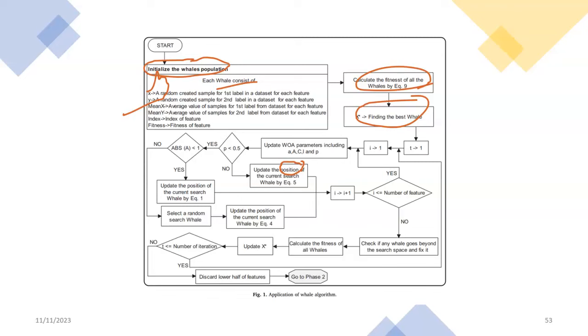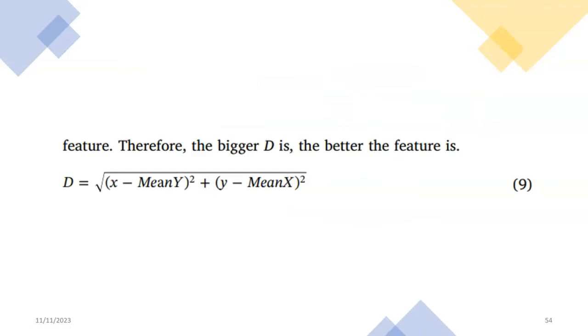It goes through different iterations, and at the end half of the features are discarded. So the purpose of this whale algorithm is to get half of the features. If we have 2000 features, it will give us 1000 features. If we have 1000 features, it will give us 500 features. So this half optimization is done over here. For the distance formula, you can apply any kind of formula.